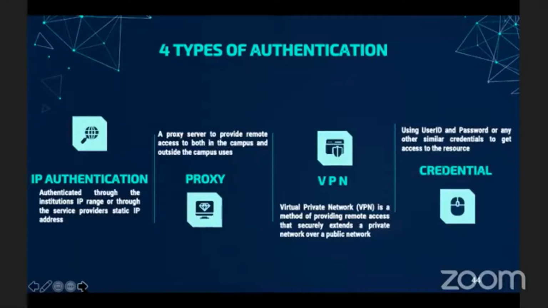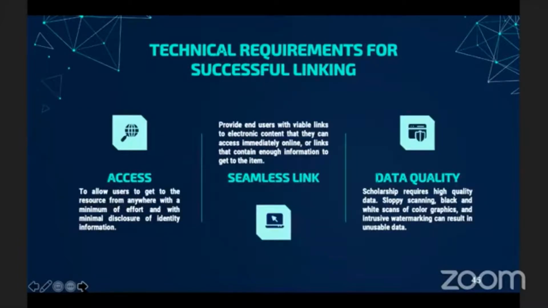While making the library resources available to the users, there are 4 different types of authentication which are mainly followed. They are IP authentication, proxy authentication, VPN authentication, and credential-based authentication. When access to the content is provided through the institution's IP range or the static IP, then it is called IP authentication. Similarly, for remote access, a proxy authentication is established, and a VPN-based method is employed to provide secure access, which extends a private network over the public network. And the oldest and not so favorable access method is the credential-based user ID and password method. I don't think many of the libraries use them, but some libraries still use those things.